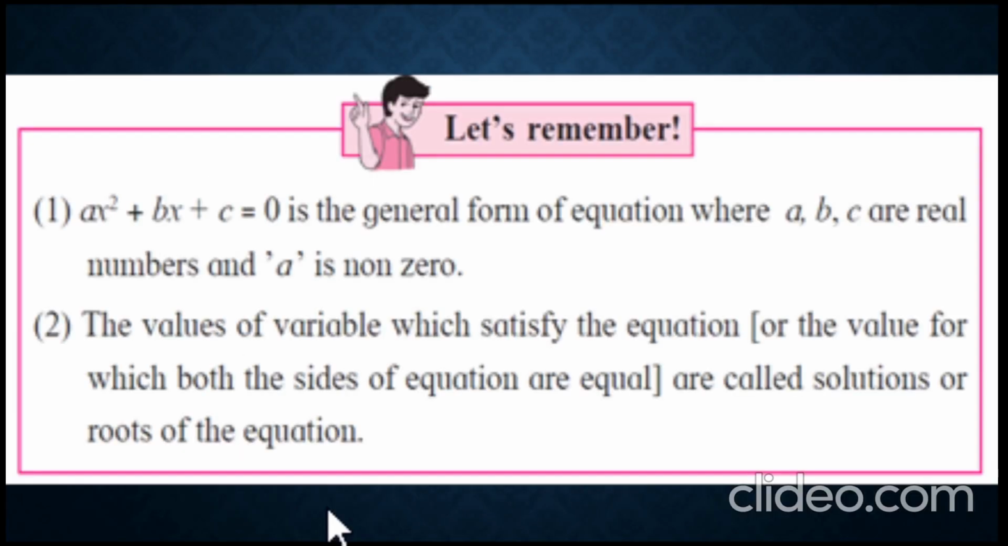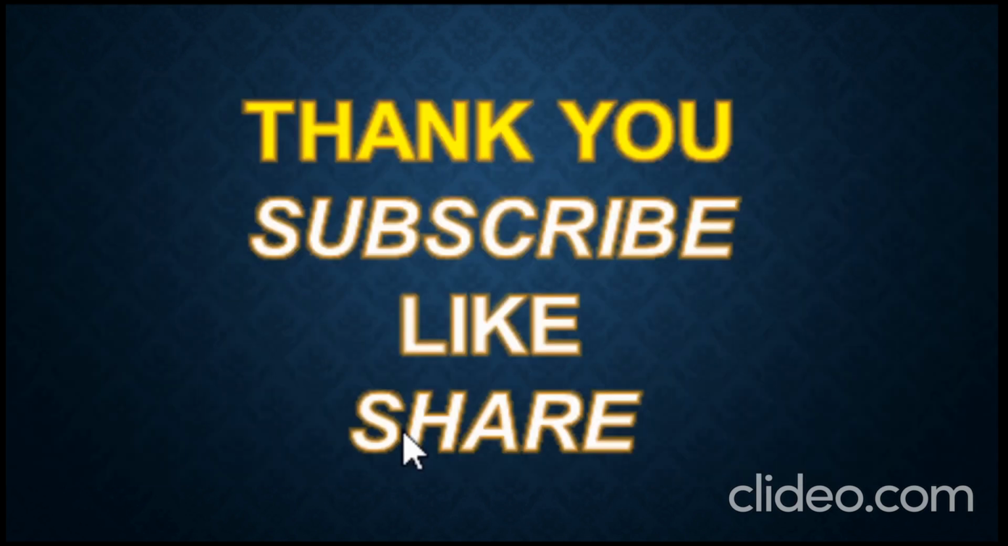So we have to remember two things before solving 2.1 in the next part. First, ax square plus bx plus c is equal to 0 is the general form of a quadratic equation where a, b, c are real numbers and a is non-zero. Second, the values of the variable which satisfy the equation, or the values for which both sides of the equation are equal, are called solutions or roots of the quadratic equation.